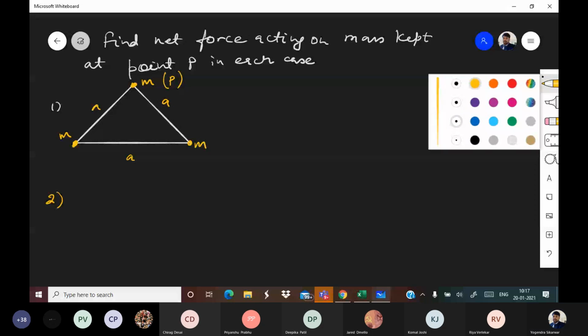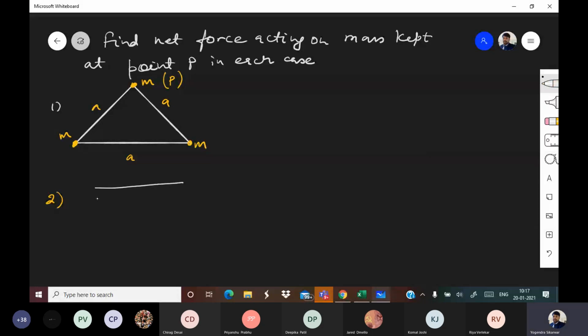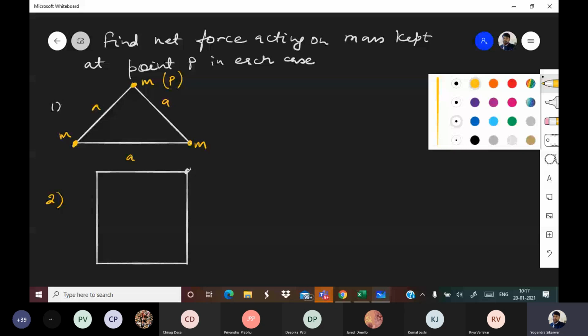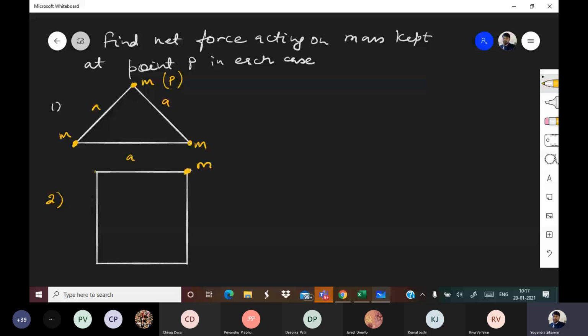Second, M, M, M, M, and this is point P. Distance is A. Okay. Please find. I'll give you further questions after discussing these two. There will be many.